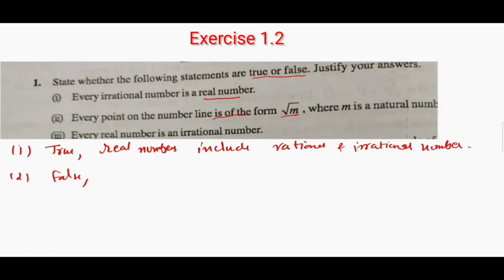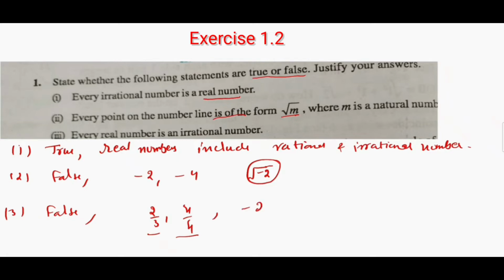Why? What about the numbers like -2, -4? We can't represent them in this form, square root of this, on number line. So this is a false statement. And third, we have, every real number is an irrational number. No, this is also a false statement, because what about the rational numbers like 2 by 3, 5 by 4? They are not irrational numbers. Numbers like -2, -5, 10, all these numbers are real numbers, but they are not irrational numbers.